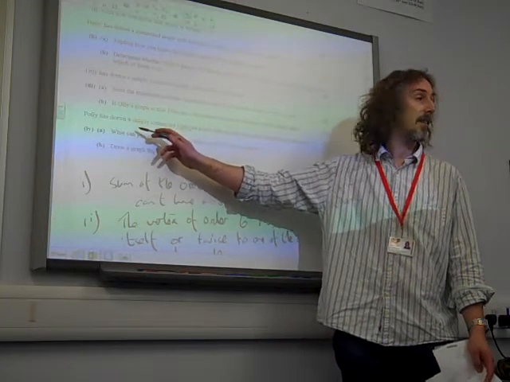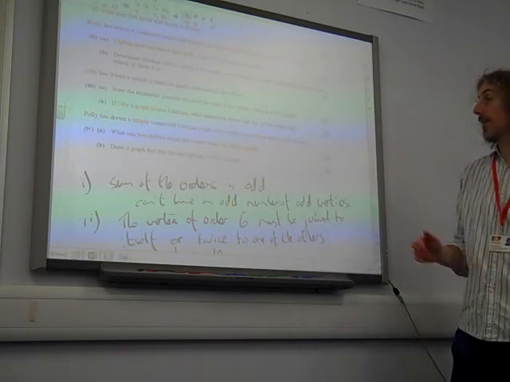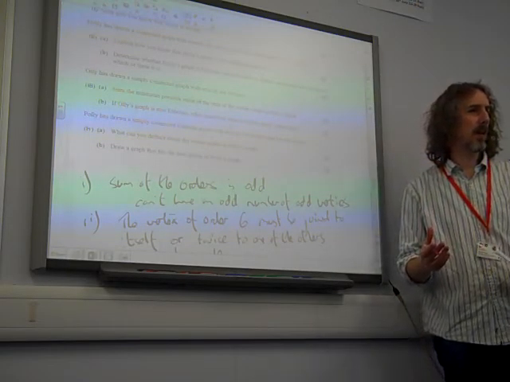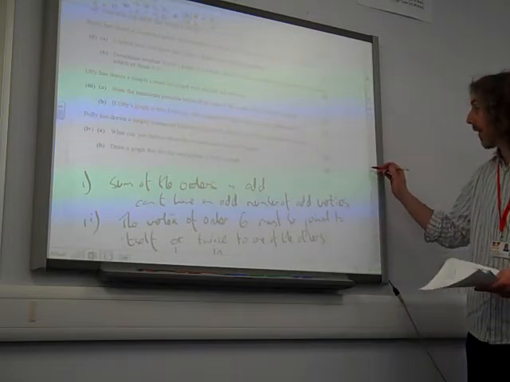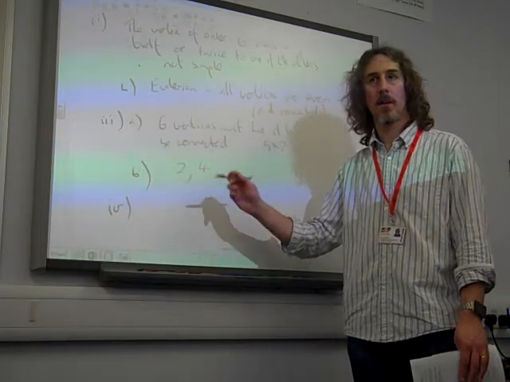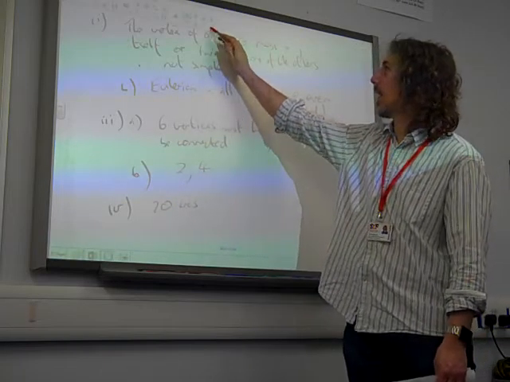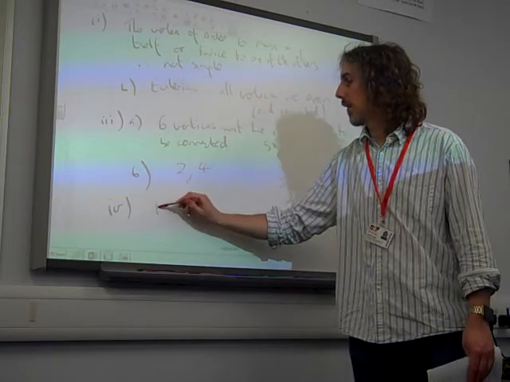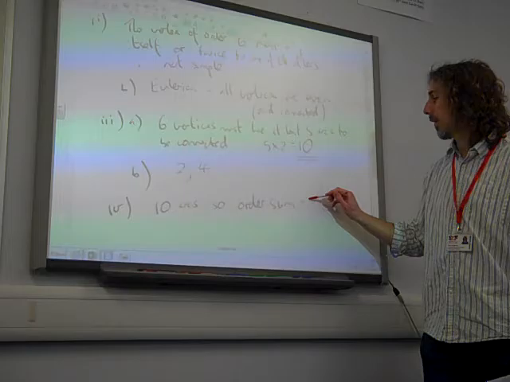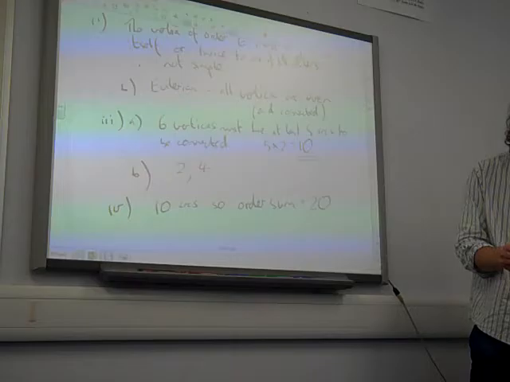So again, it is simply connected. There are 6 vertices and 10 arcs. Well, hang on, we know some details about this then. If there are 10 arcs, the sum of all the orders must be 20, because the sum of all the orders is twice the number of arcs. Sorry, 10 arcs. So order sum is 20. Okay? So the sum of all the orders must be 20.